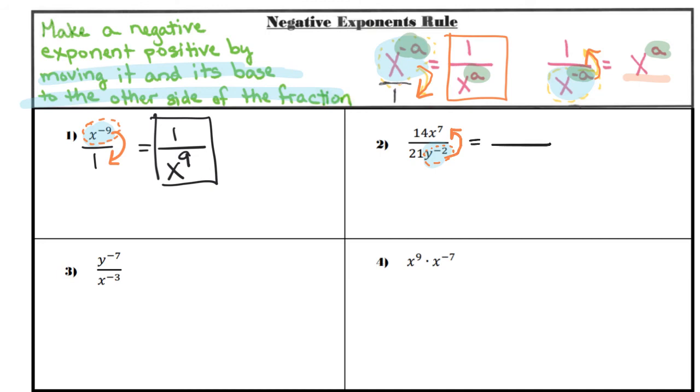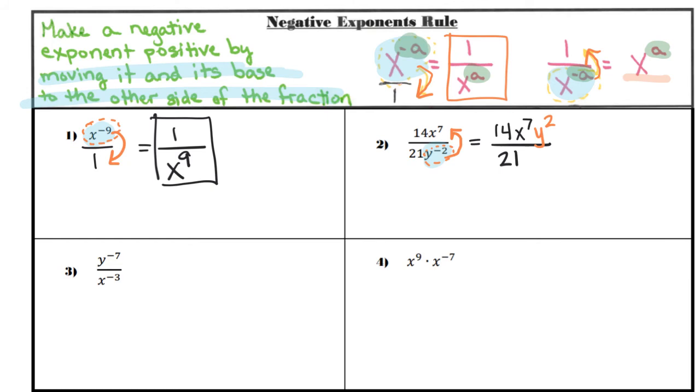So I'm going to go ahead and keep that 14, keep that x to the 7th, but notice the piece I'm moving, that y, and then because I'm moving it, it's going to have a positive 2 for the exponent. And I still have the 21 in the denominator. So all those other pieces didn't have a negative exponent. They didn't need to move. Only the part I have highlighted in orange made the move.